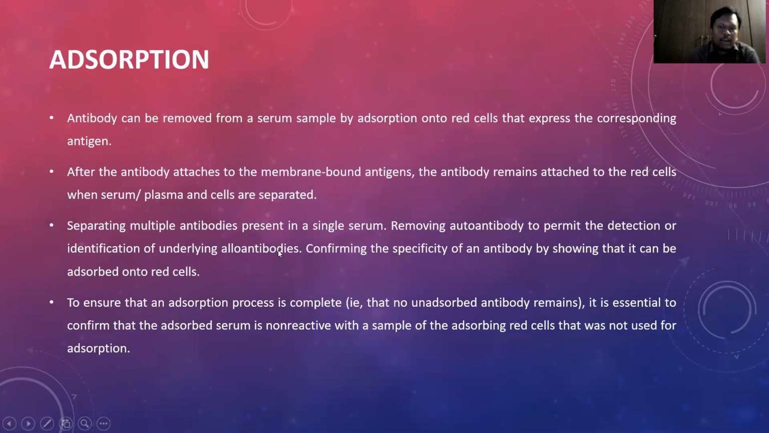We can remove the autoantibody to permit the detection of any underlying alloantibodies. And also we can use it to confirm the specificity of an antibody by showing that it can be absorbed onto the cells. So all these can be found out by using absorption. To ensure that the absorption process is complete, that is, that no unabsorbed antibody remains, it is essential to confirm that the absorbed serum is non-reactive with a sample of the absorbing red cells that was not used for absorption. So we have to always be careful that the absorption process is completely over, that is, all the antibody has been absorbed so that the subsequent reaction can be done clearly.